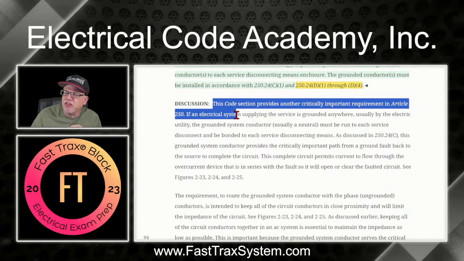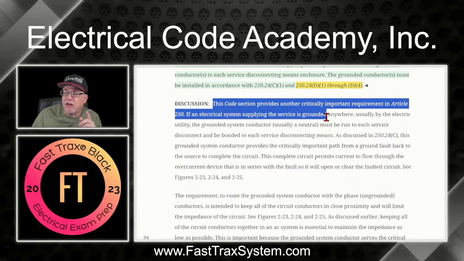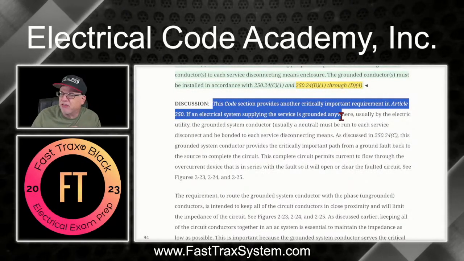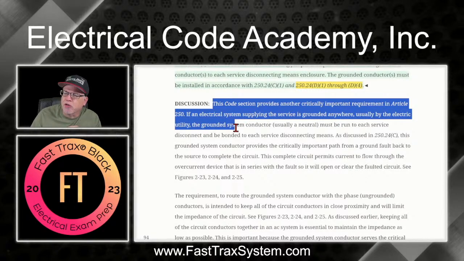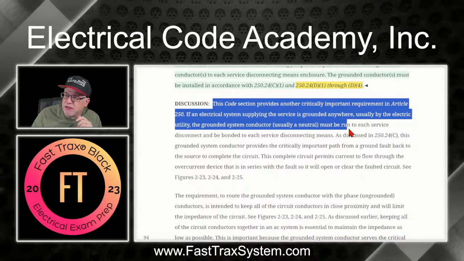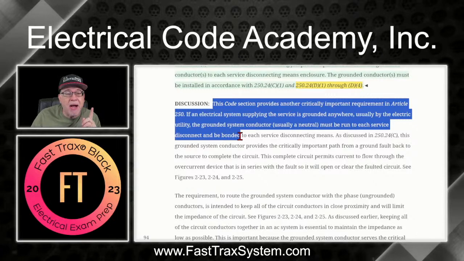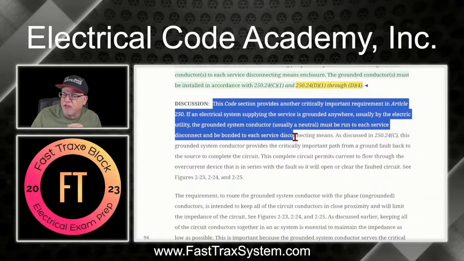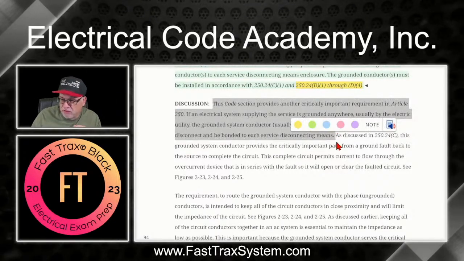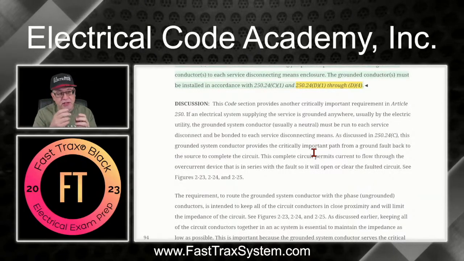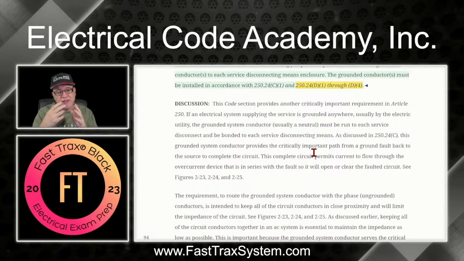If an electrical system supplying the service is grounded elsewhere, typically it's done at the utility, it says the grounded system conductor, which usually is a neutral as well, must be run to each service disconnect and be bonded to each service disconnecting means. Okay, so that's why we bring the grounded conductor in, we take it to the bus, and the bus has a main bonding jumper that connects it to the cabinet. All gets done at the service, right?